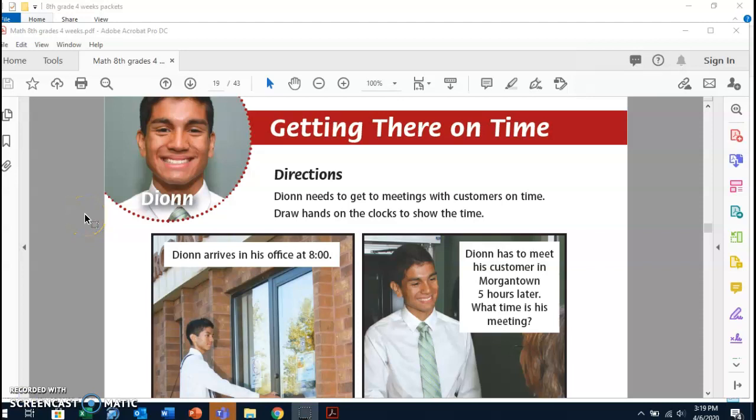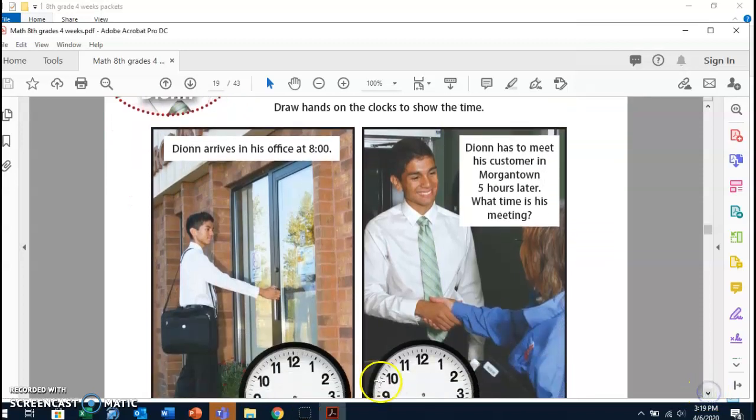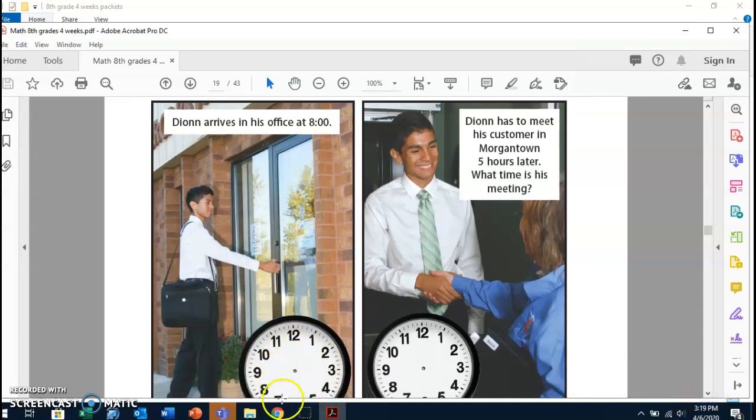Dion needs to get to meetings with customers on time. Draw hands on the clock to show the time. So Dion arrives in his office at 8 a.m. So draw the hands here, 8 a.m.